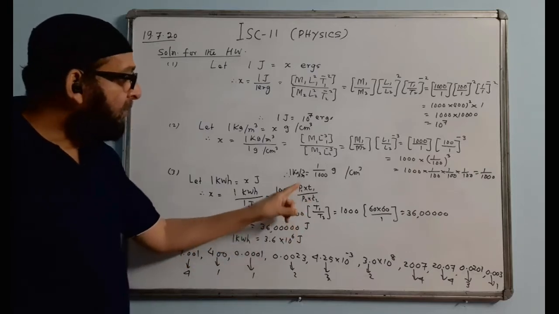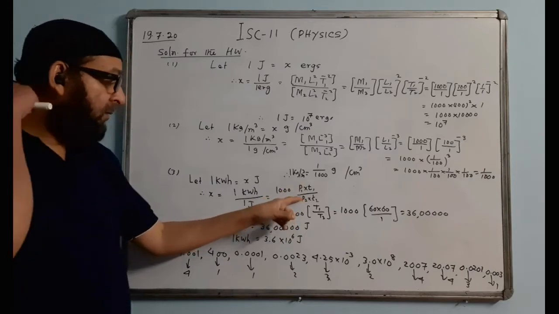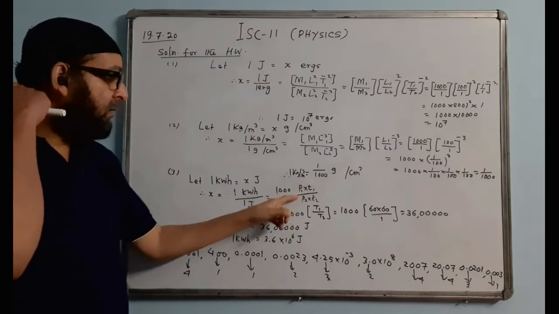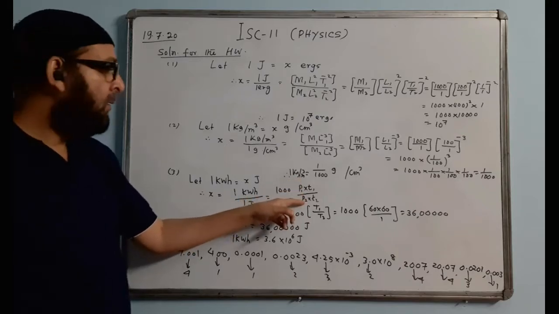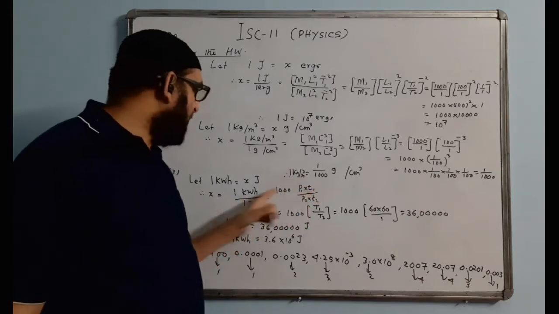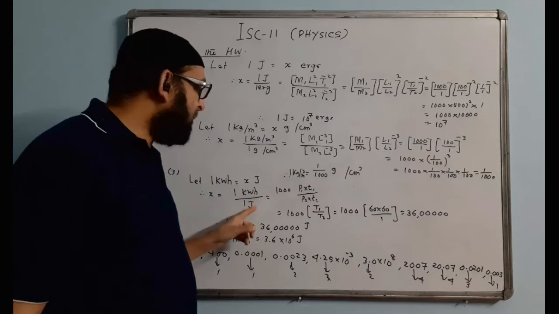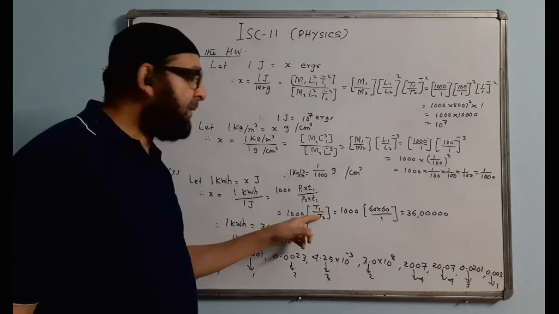1000 write as it is. P1, P2 are both energies in terms of joule, so joule and joule cancelling. So there is no dimension for this ratio. The value is coming 1. T1 and T2: T1 here is taken in hours and here T2 is taken in seconds. So I left T1 by T2 ratio only.